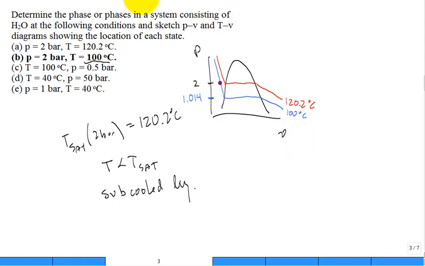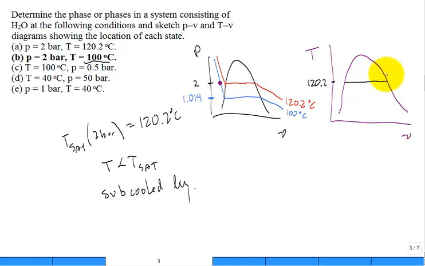All right. Now let's go and try and do this on a temperature volume diagram. Go ahead and put in a dome. And what we can do is remind ourselves, hey, we already know that right here is 120.2, and that was changing phase at 2 bar. And so let's go ahead and put in a line of constant pressure. The line of constant pressure of 2 bar looks like that.